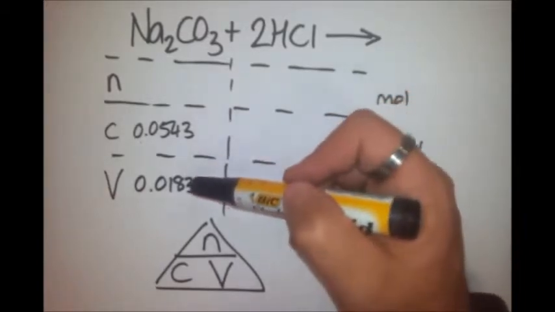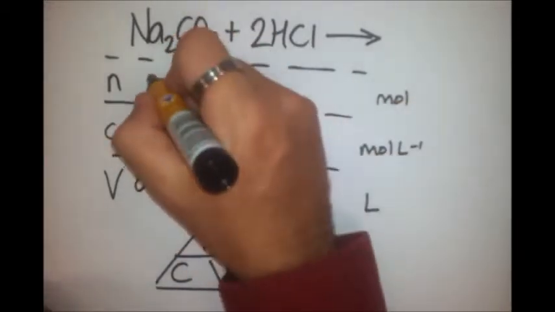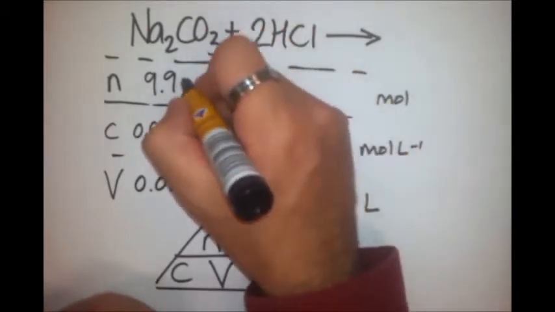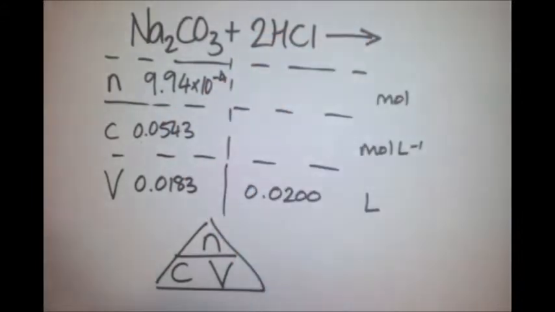0.0543 times 0.0183, I get 9.9369, so I'm going to say 9.94 times 10 to the negative 4 moles.